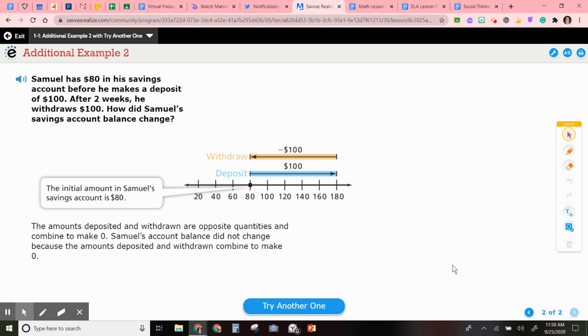And here it shows us in a number line. The deposit, it goes up. The withdrawal, it goes back down. The amounts deposited and withdrawn are opposite quantities. Negative 100, positive 100. When you put those together, you come up with 0. The amounts deposited and withdrawn are opposite quantities and combine to make 0. Samuel's account balance did not change because the amounts deposited and withdrawn combined to make 0.